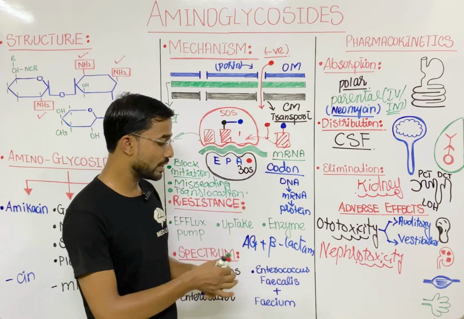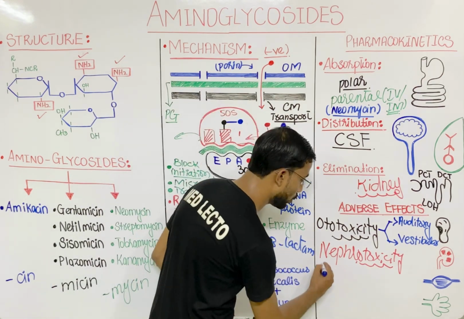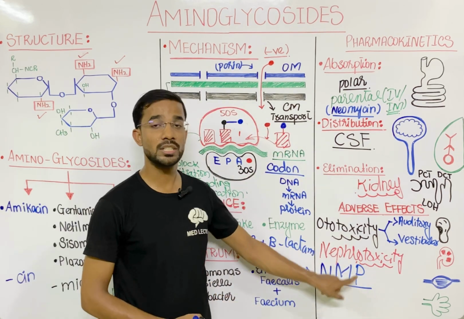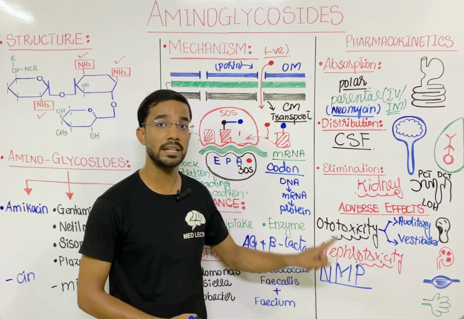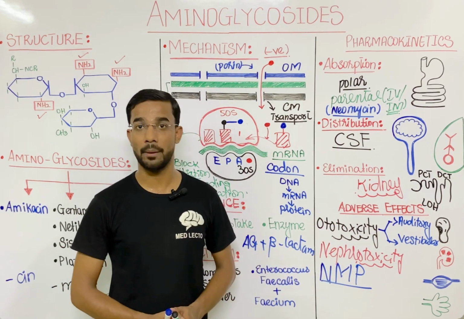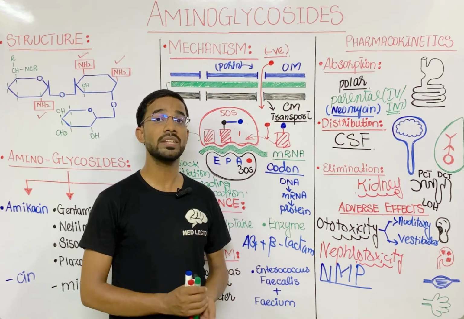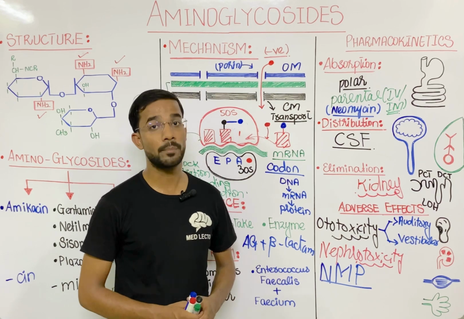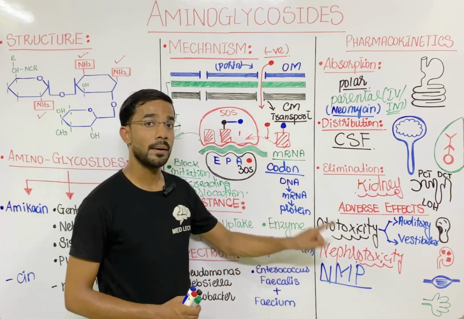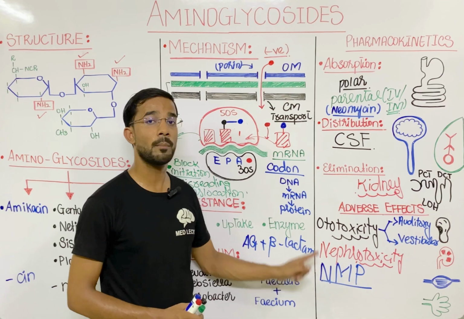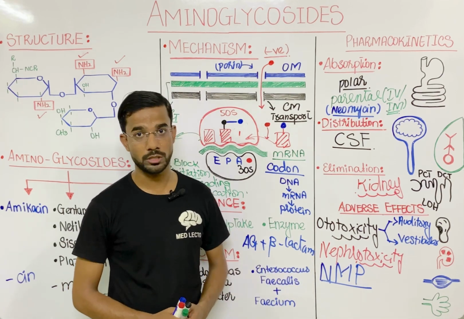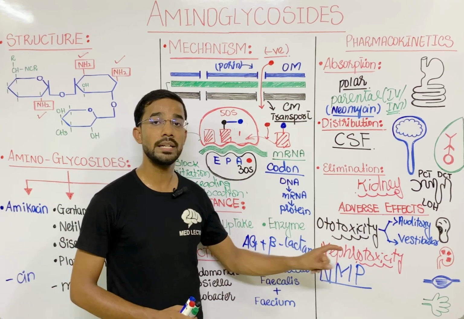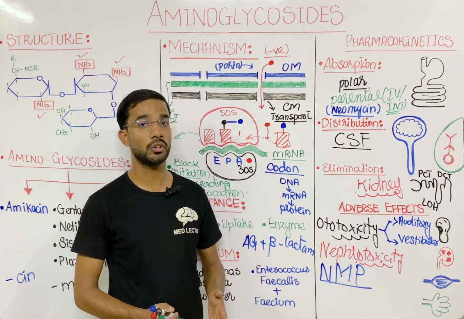Okay, next we will see neuromuscular paralysis. The chances of neuromuscular paralysis will be increased if you give a high dose of aminoglycosides, or if you co-administer aminoglycosides with other neuromuscular blockers. Another thing, in myasthenia gravis patients, neuromuscular paralysis is enhanced. Okay, so basically, paralysis can be reversed by giving calcium gluconate or neostigmine.